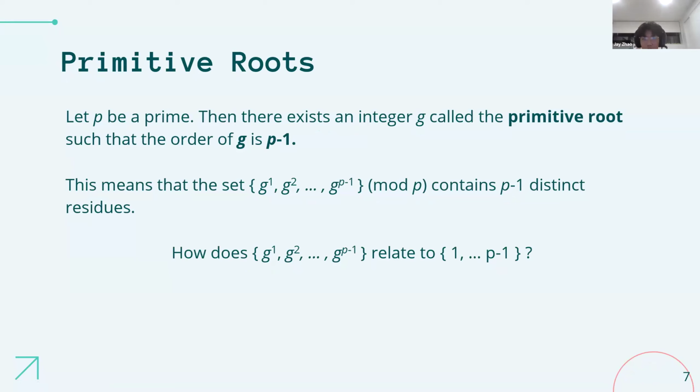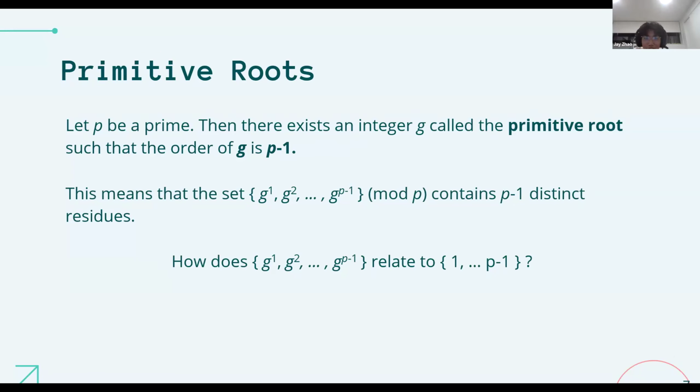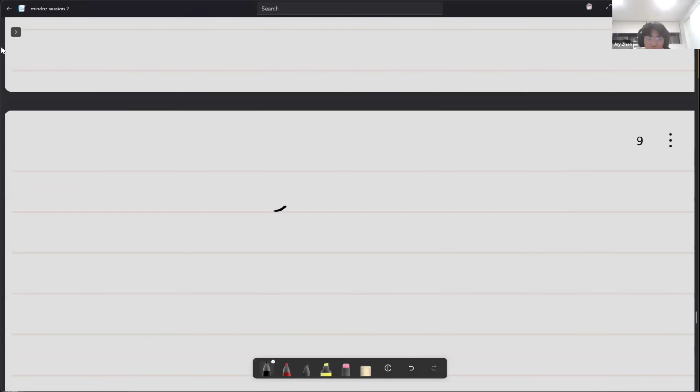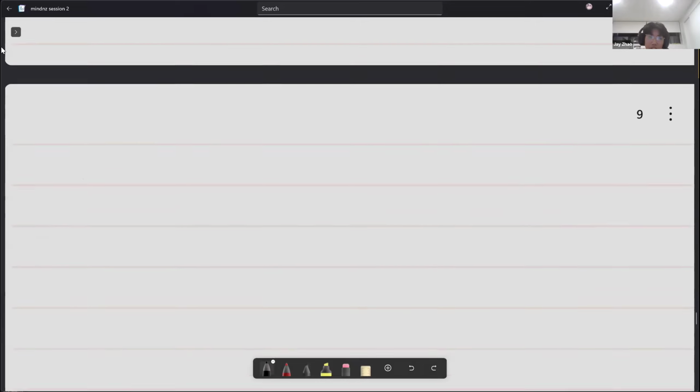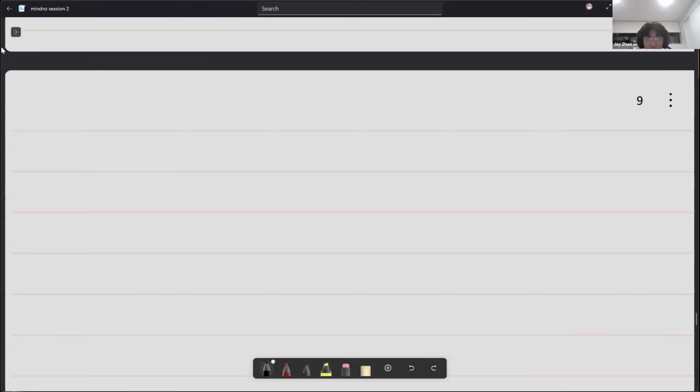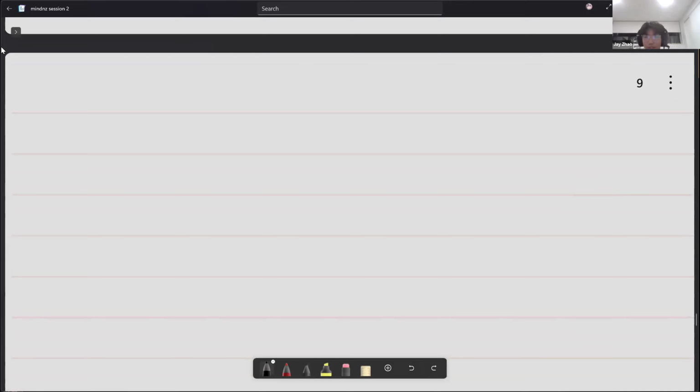So I'll quickly share my screen and just prove this, and I think it will make a bit more sense when I do that. Okay, so by the way, for a prime number, there always exists a generator, so that's pretty cool. The primitive root can also be called a generator, which is why we write g. So if I say generator, that's the same thing as a primitive root.